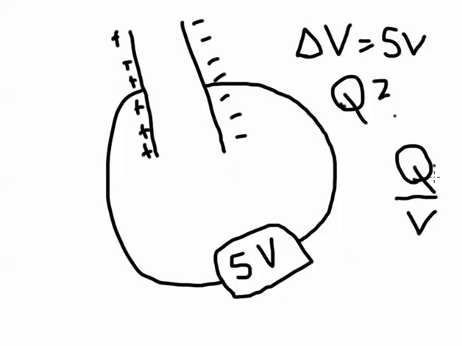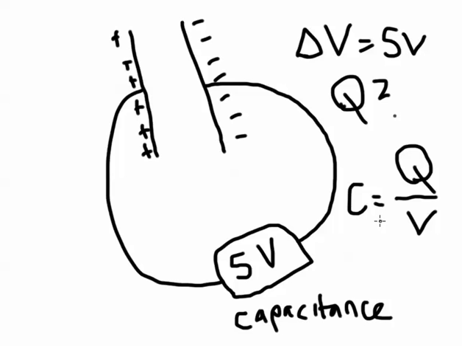If I double the charge, then I double the volts. If I double the volts, then I double the charge. And this ratio is called C for capacitance. So that is the capacitance, and it tells you how much charge the capacitor can store for each volt that is placed on it. So a 5-volt battery could store 5 volts worth of charge.